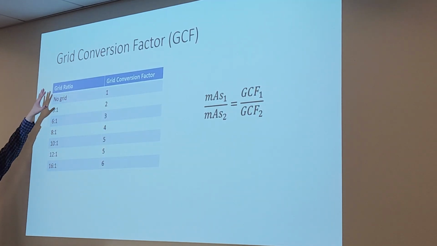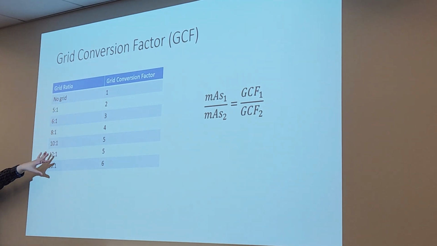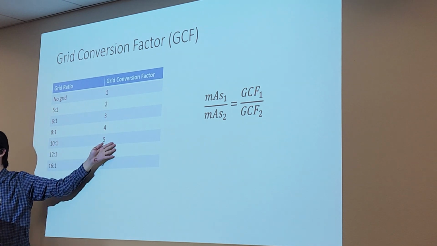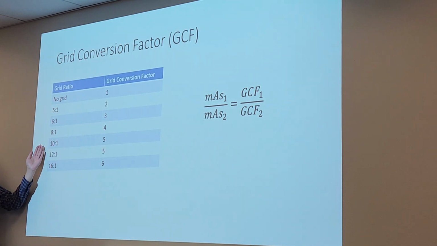So here on the left side, we have grid ratios. Here on the right side, you have grid conversion factors. Have we seen this chart before? I don't remember if I went over this in semester 1. We have not. First time seeing this chart.